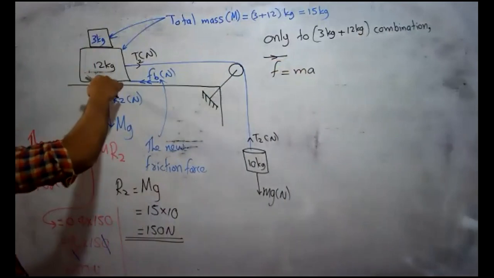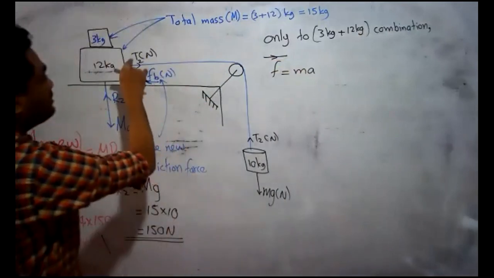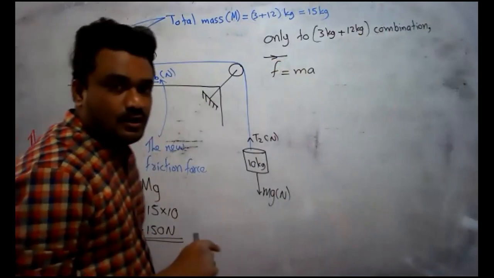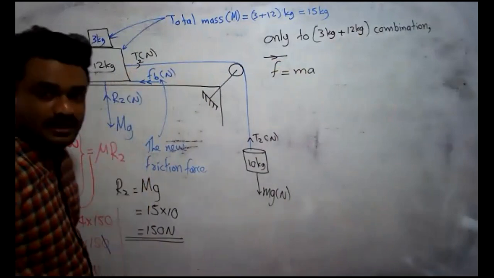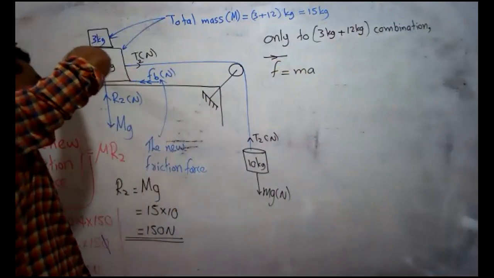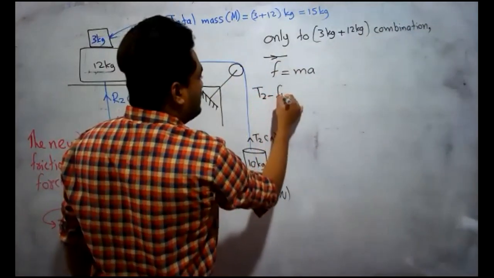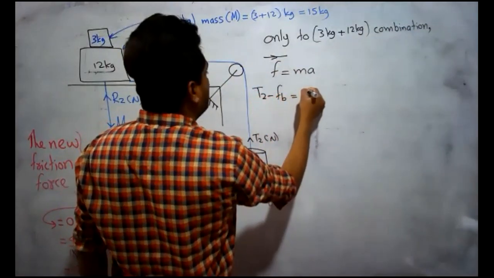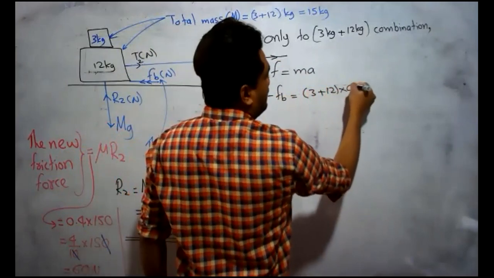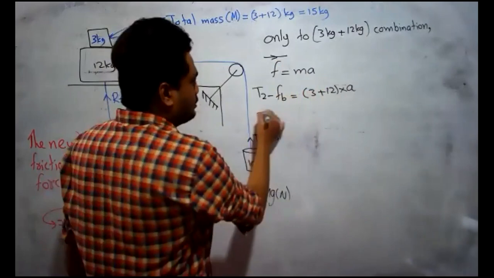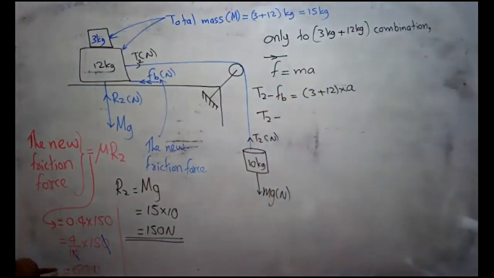Only to this combination. There are two horizontal forces acting on the combination, T2 and FB. Therefore, the total force acting into the right hand side direction is T2 minus FB equals mass, which is 3 plus 12, times the acceleration A. So T2 minus FB, the new friction force we have found.